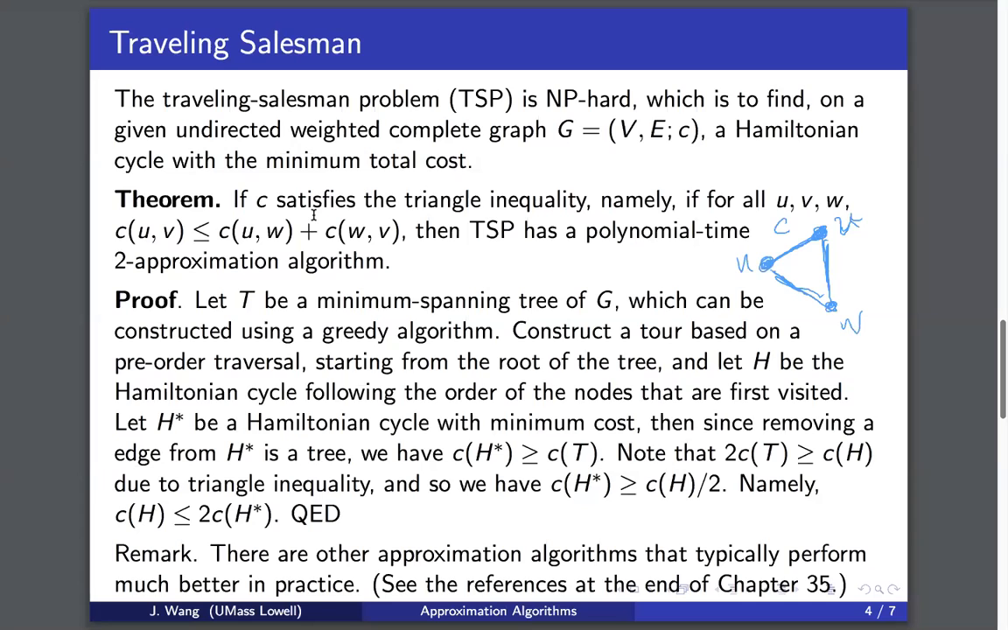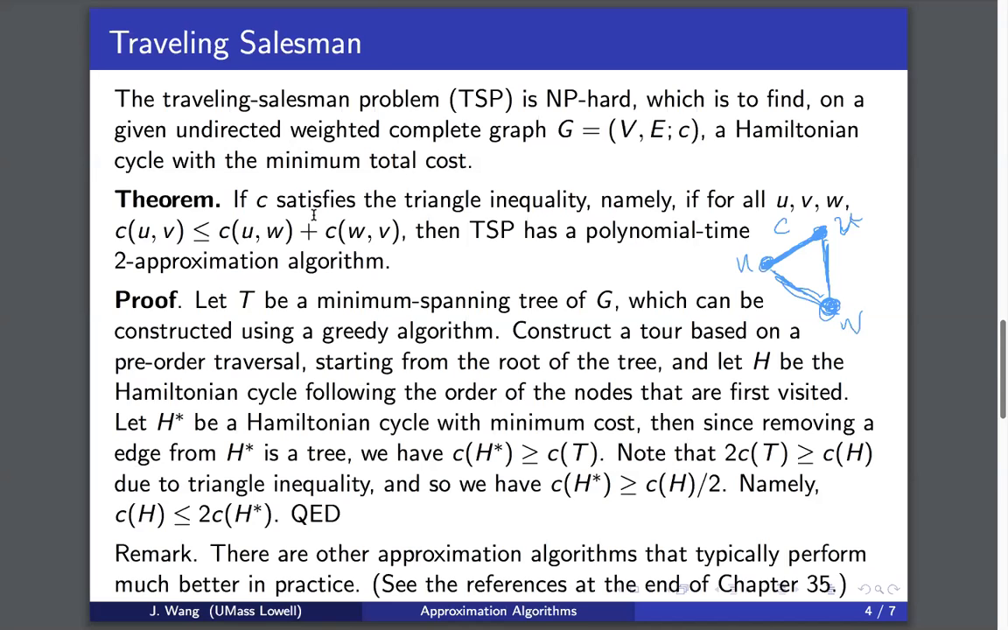But the cost may not be. For airline costs, the airline tickets, right? Sometimes the direct flights cost more than going through other places. So for that problem, the cost does not satisfy the triangle inequality. But now suppose this cost function satisfies the triangle inequality. Then we have a polynomial time two-approximation algorithm for solving TSP.